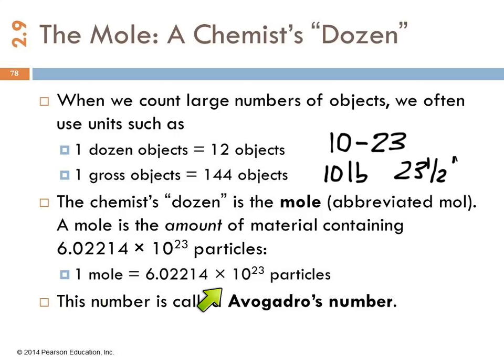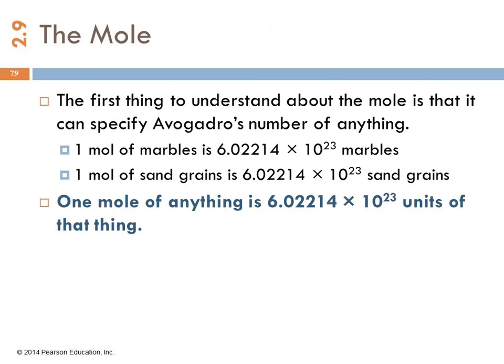But this is a very important number, and you need to memorize it. 6.022 times 10 to the 23rd. It can specify number of anything, marbles, grains of sand, anything. Just like dozens can work for donuts or sugar cubes or cars or anything. This number is so huge, it's really hard to get your mind around. I'm trying to remember some of the analogies.